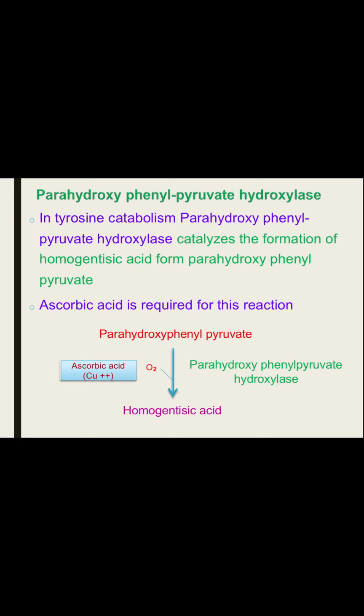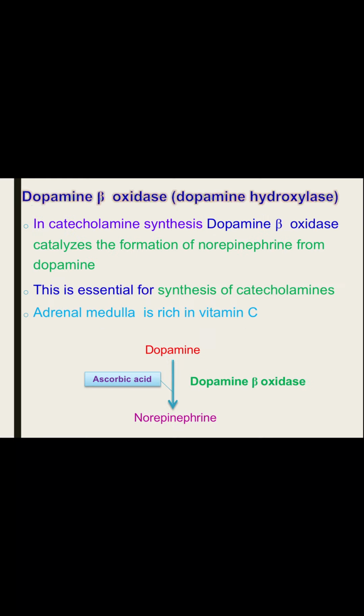Now, in tyrosine catabolism, what happens? This para-hydroxyphenyl pyruvate is converted into homogentisic acid by the enzyme para-hydroxyphenyl pyruvate hydroxylase. This is also a hydroxylation reaction, and here also the ascorbic acid along with copper is playing a role. Okay? Vitamin C has a necessary role in this reaction. So, first I told you the proline thing, then the lysine thing, and then this para-hydroxyphenyl pyruvate is converted into homogentisic acid. Here also ascorbic acid is playing as a cofactor.